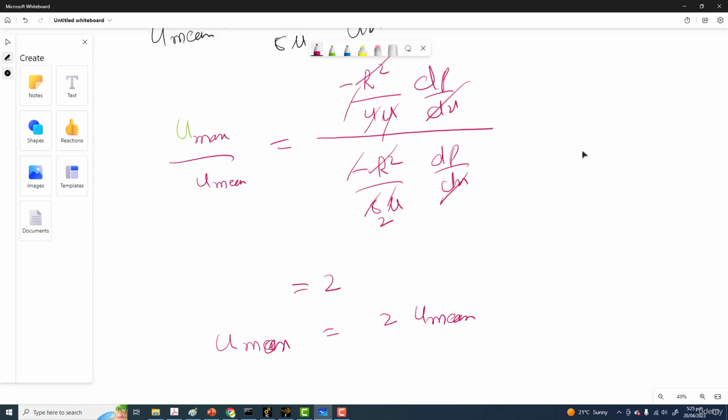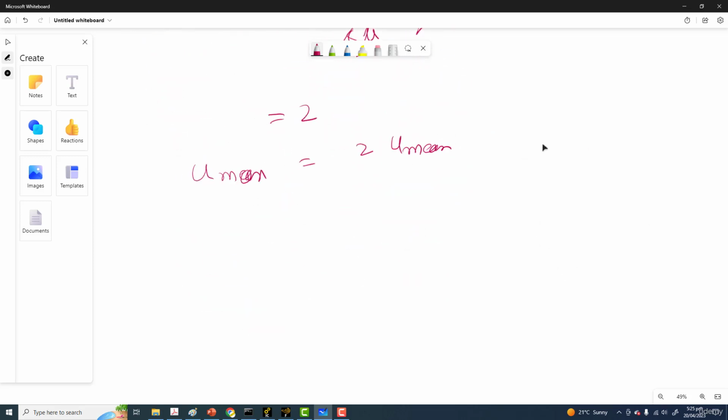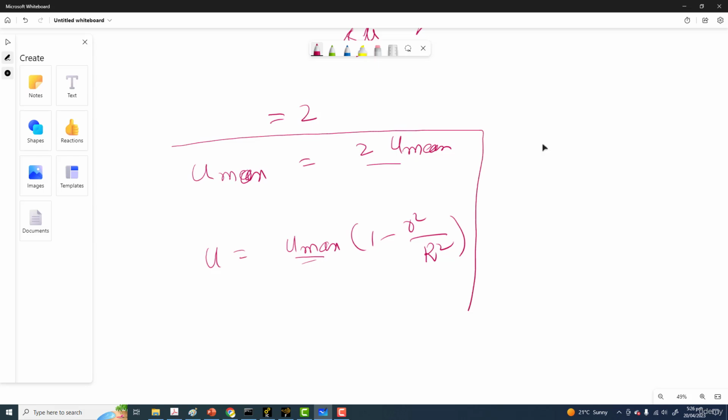So we can find out the u maximum by this equation, and we know that u is equal to u maximum into (1 minus r square upon R square), and you can find out the u maximum by this equation, that's equal to 2 times the u average. Okay, so this is the derivation of velocity profile for laminar flow in a pipe.